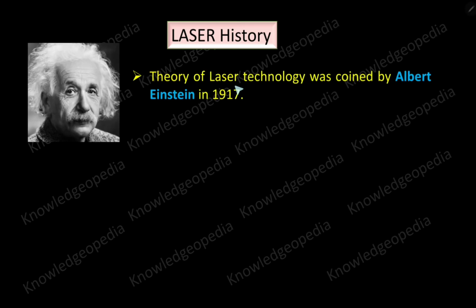Now coming to the history of laser, the theory of laser technology was coined by Albert Einstein in the year 1917. And what is this theory? That is nothing but stimulated emission of radiation. So once that theory was proposed by Einstein, many other scientists tried to use that theory and obtain different devices. The first device which was developed by scientists is a maser.